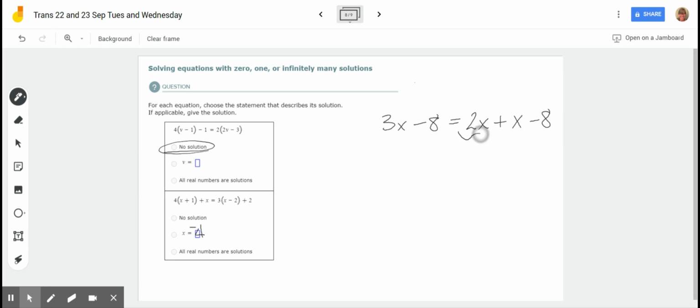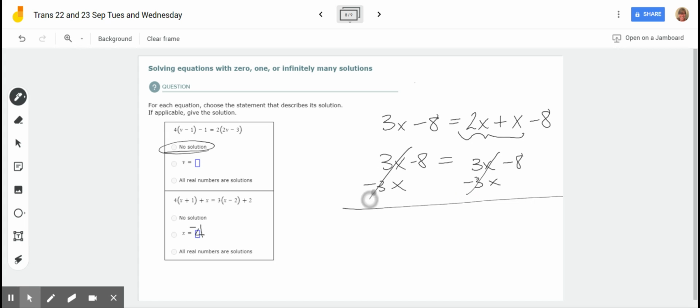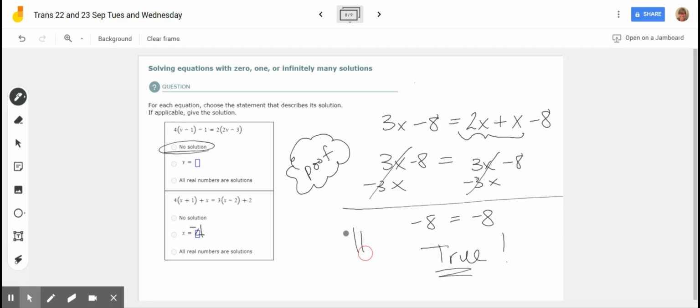All right, add like terms. You'll get 3x minus 8. Now, some of you would be brilliant and be like, oh, wow, look, they're the same on both sides. But let's say you're not. Let's say you're just hanging out, doing your automatic thing. Look, the variable disappeared. It went away. Poof, it's gone. And what are you left with? Negative 8 equals negative 8. But this is true. What that means is that for any number, this would work. So that is the solution that's going to give you that one. All real numbers are solutions.